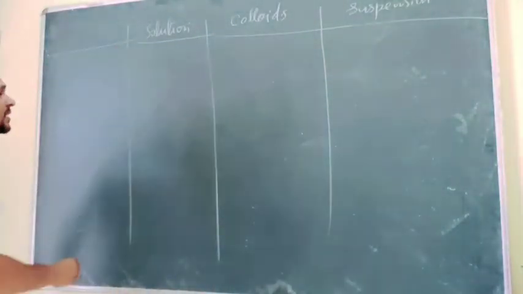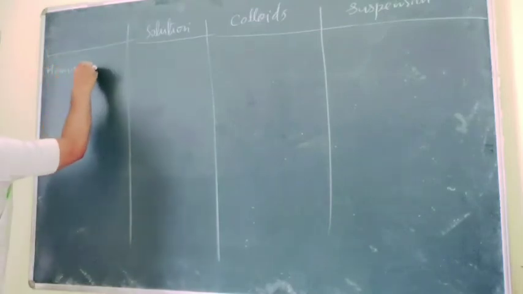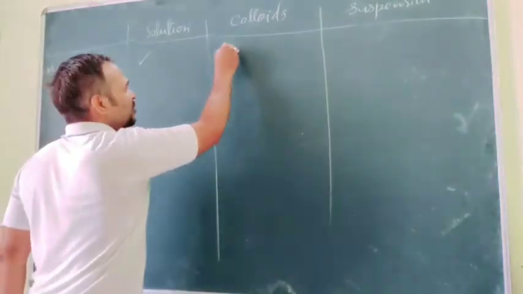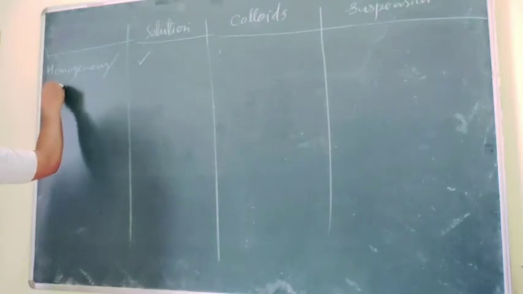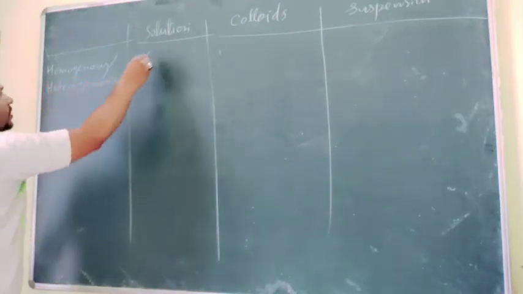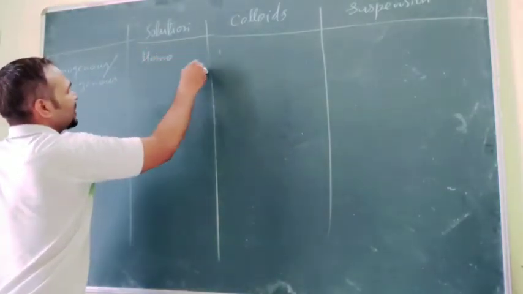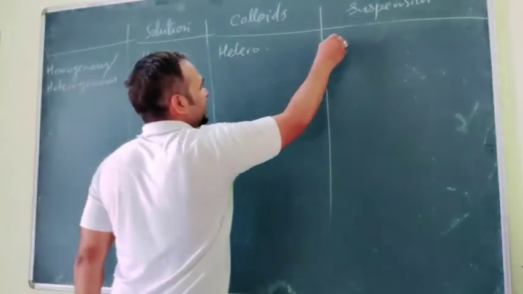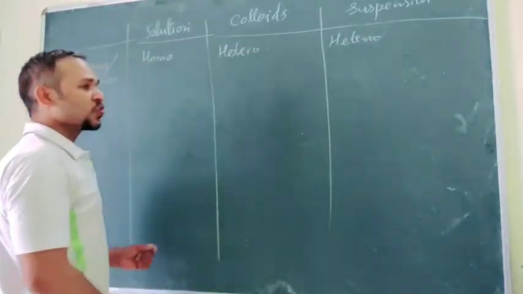The first point, see here: homogeneous. Solution is a homogeneous mixture, colloid is a heterogeneous mixture. Here we can write 2 points, homogeneous or heterogeneous. Clear students? So it is homogeneous, it is heterogeneous. Clear students? This is the first point.